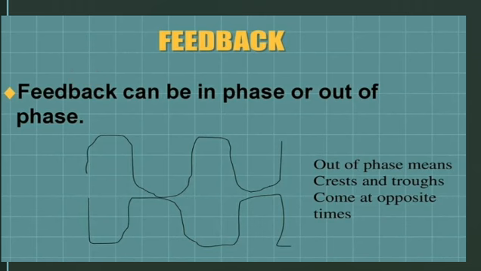The feedback is nothing but out of phase. Out of phase means crest and trough. See, this is one crest and this is one trough, because a transverse wave produces crests and troughs. So this is the input signal and this is the output signal. Therefore feedback can be in phase or out of phase, because feedback networks are used in oscillators, right?